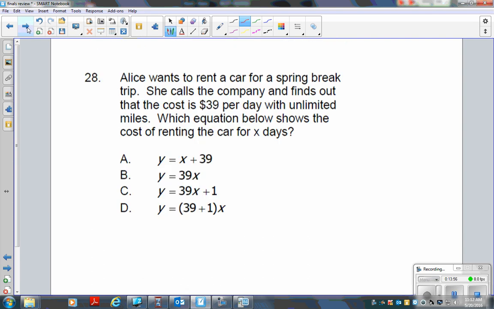For number 28, let's see. They pay 39 per day, so that's going to be 39x. And they don't give us any other number at all. So the answer is B.